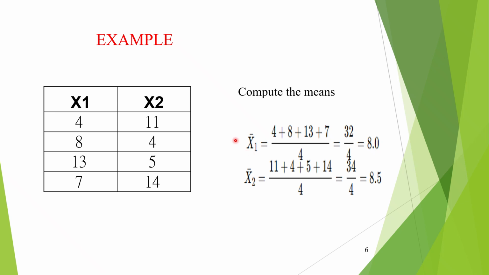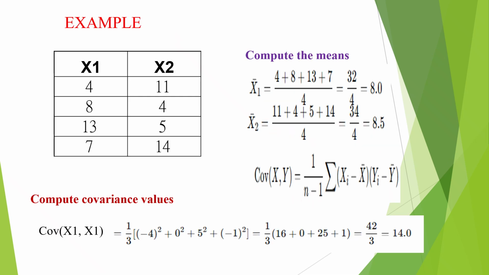So x1 bar, that is the mean of x1, is equal to 4 plus 8 plus 13 plus 7 by 4, which is 32 by 4, that is 8.0. Similarly, we can find the mean of the second feature x2, that is x2 bar, equal to 11 plus 4 plus 5 plus 14 by 4, which is equal to 8.5. After computing the mean, now we'll find the covariance of x1 comma x1 by using this formula.